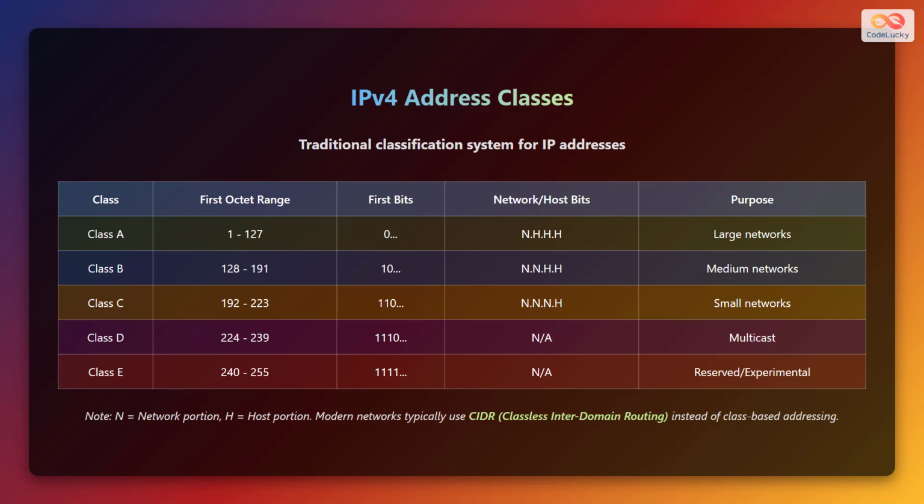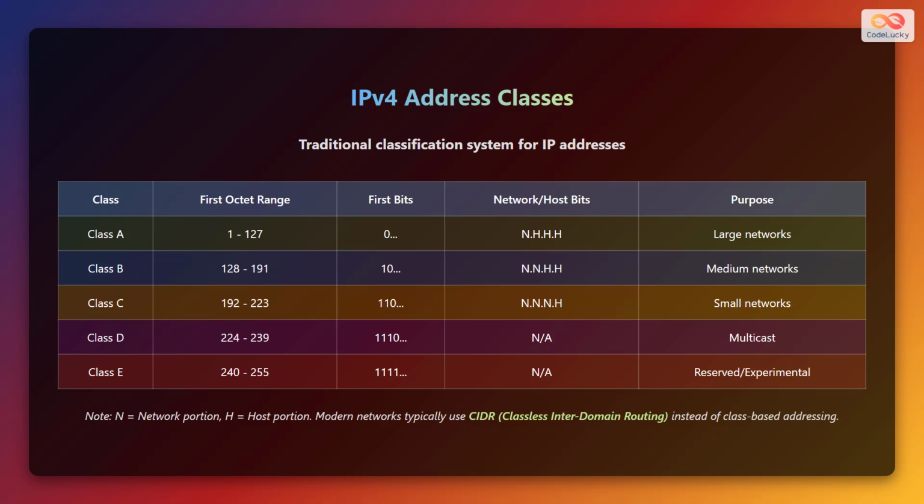Class B addresses have a first octet range from 128 to 191. The first 2 bits in a Class B address are 10. In Class B addressing, the network portion is 2 octets and the host portion is also 2 octets. These are used for medium-sized networks. Class C addresses have a first octet range from 192 to 223. The first 3 bits in a Class C address are 110. In Class C addressing, the network portion is 3 octets and the host portion is just 1 octet. These are used for small networks.